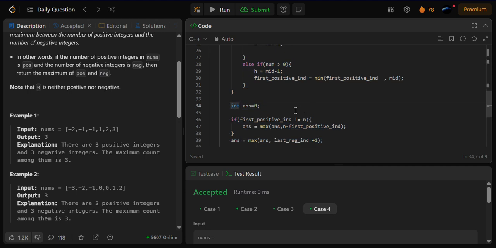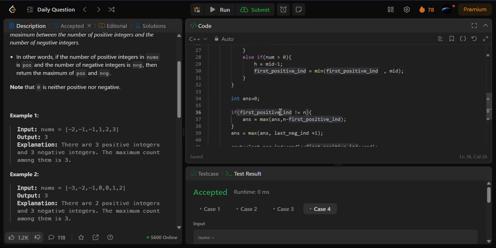Now I'll find the answer. What is my answer? What I have gotten till now is the indexes at which I have my last negative number and the indexes at which I have my first positive number, which is not 0. So I will now see if my first positive index is not equal to n. That is, I have an index which is in my array, so my positive numbers do exist. Because n means that there are no positive numbers. So my answer would become the maximum of my current answer and n minus first positive index. This gives me my number of positive numbers.